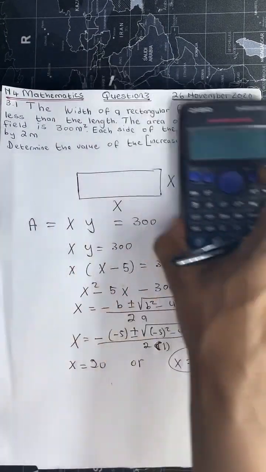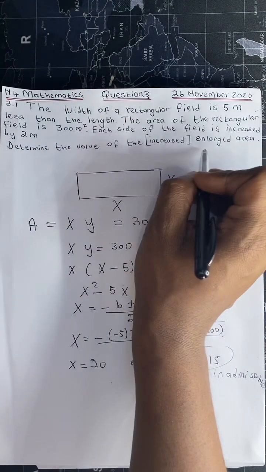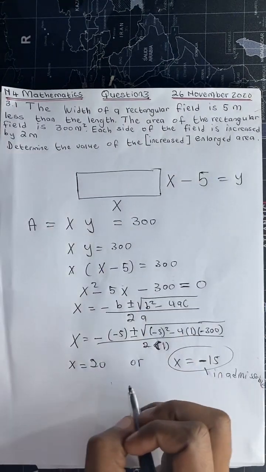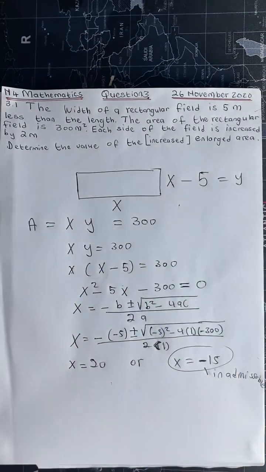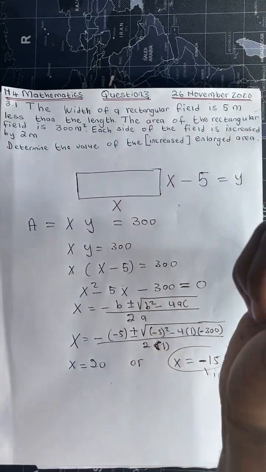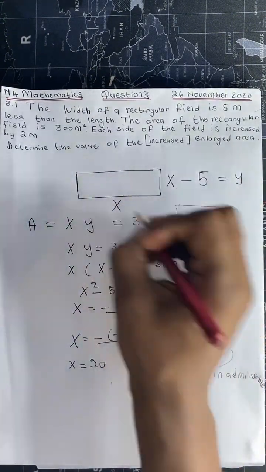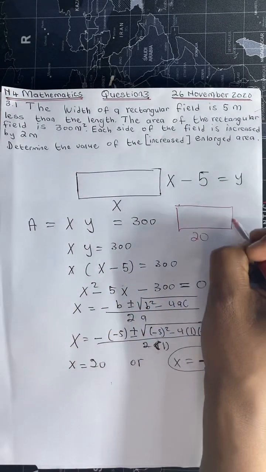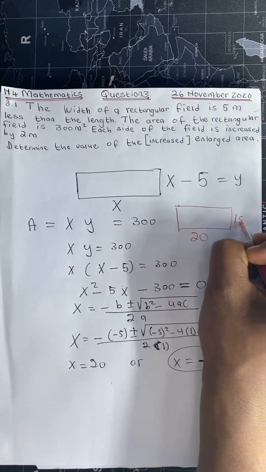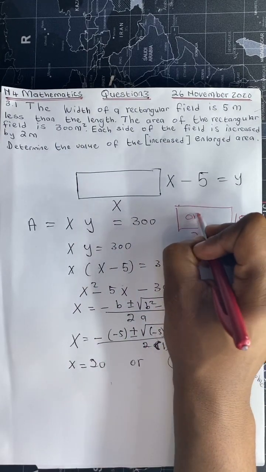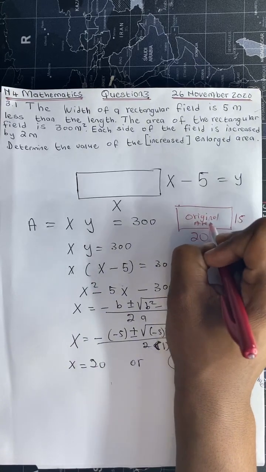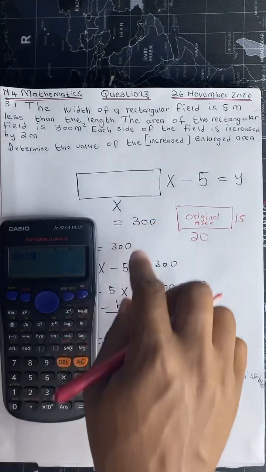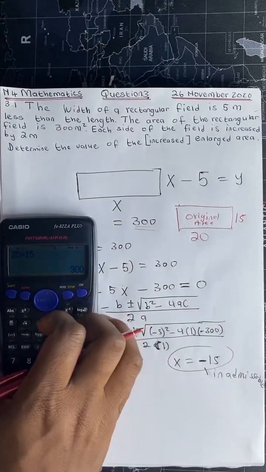So from here, we have to determine the value of the enlarged area. We are told that each side of the field is increased by 2 meters. So originally x is equal to 20, and the width is 5 meters less, so 5 meters less than 20 would be equal to 15. So this is the original area. We can prove by saying 20 multiplied by 15, and we are expecting 300. So we get that 300.